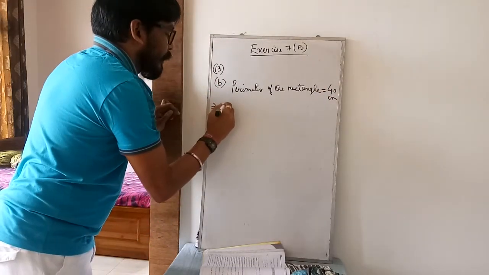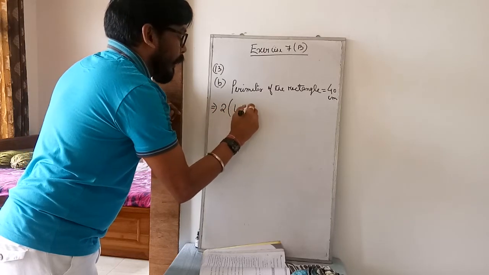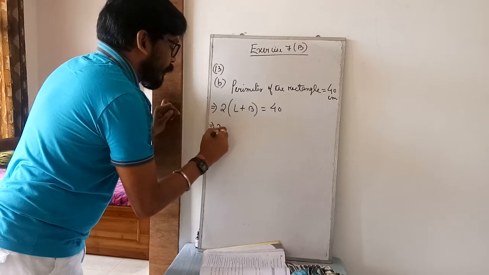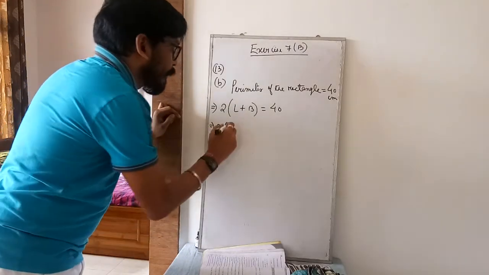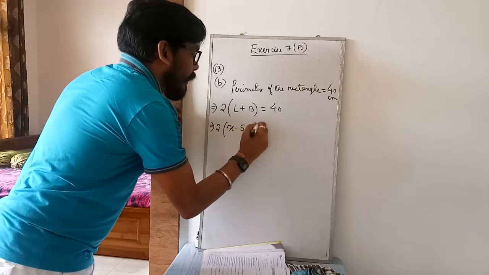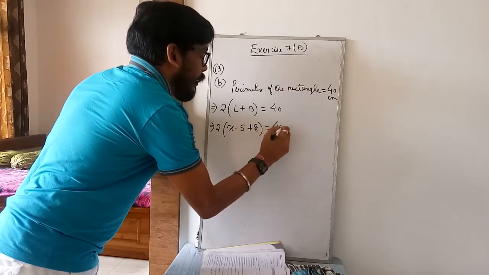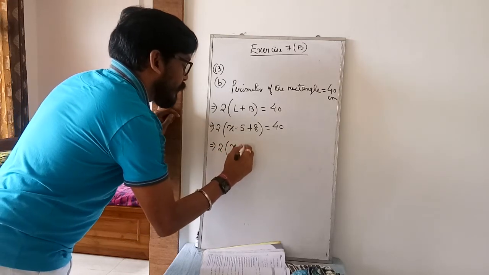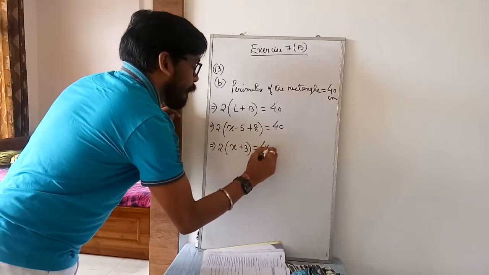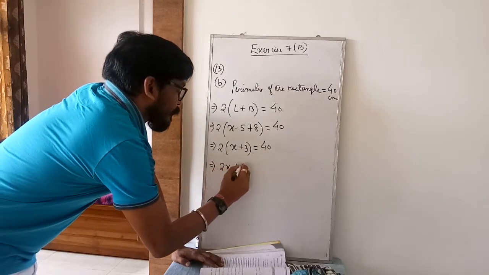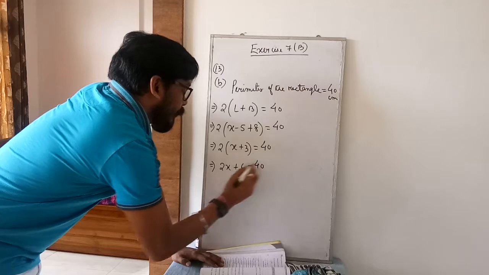So I will write the formula here, 2 into (L plus B) equal to 40. If I speak of the rectangle in the figure, length is x plus 3, breadth is 8, so it is 2 into (x plus 3) equal to 40. You can multiply it. It is 2x plus 6 equal to 40.